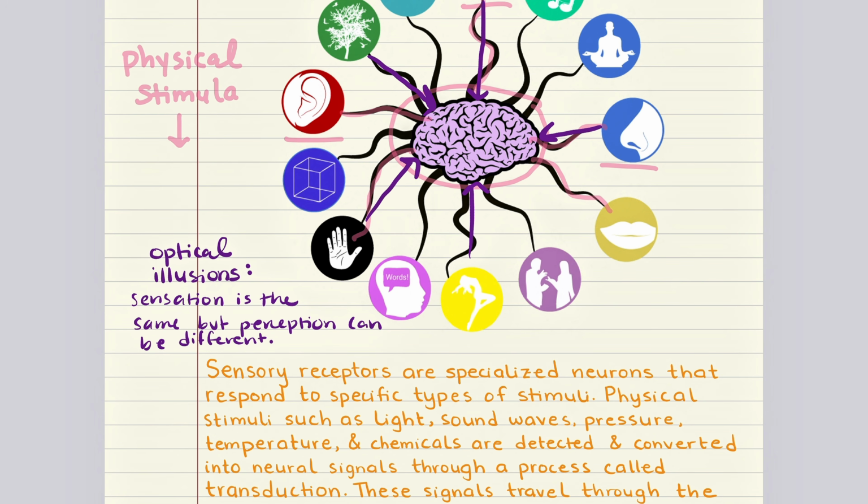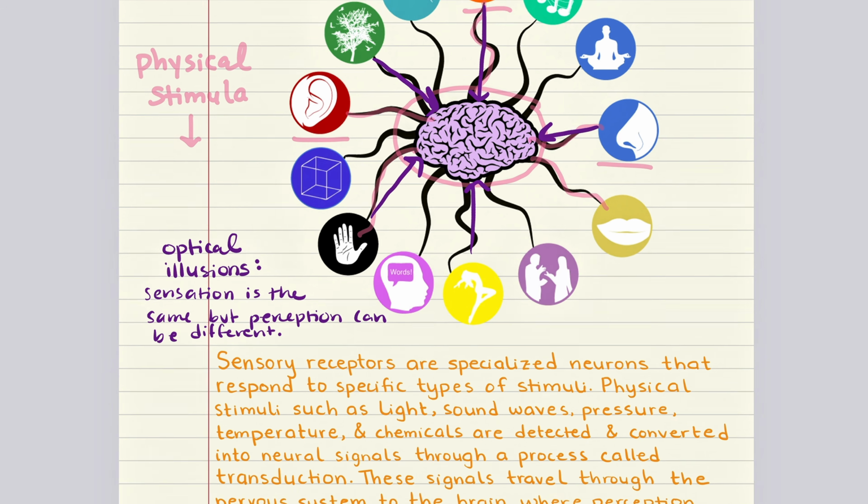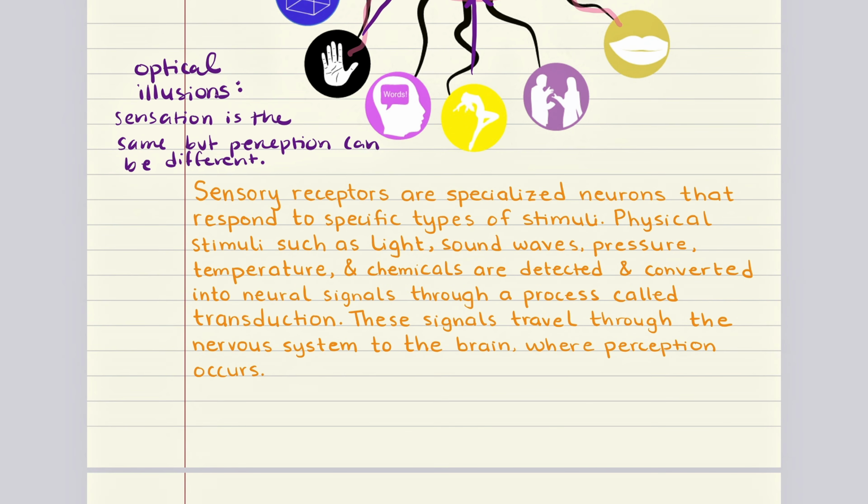Now, this raises an important question. How does sensation actually begin? The answer is specialized cells known as sensory receptors. Sensory receptors are specialized neurons that respond to particular forms of environmental stimuli. Different receptors have evolved to detect different kinds of stimuli, and that's what allows us to gather information about the world around us. Let's start with vision.